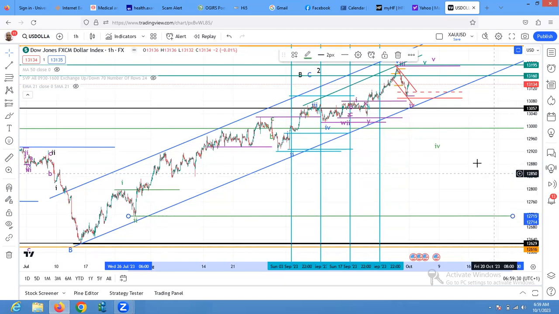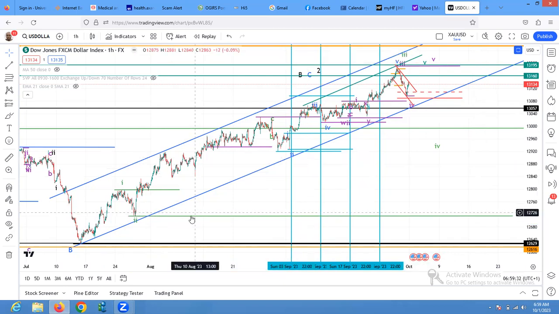What do we expect in a normal cycle? In a normal cycle, we expect to do a 1, a 2, a 3, a 4, a 5, and after a 5, we should do an ABC correction before another leg to the upside. This is US dollar index. That is what is expected normally. A 1, a 2, a 3, a 4, and a 5, then run an ABC to the downside.